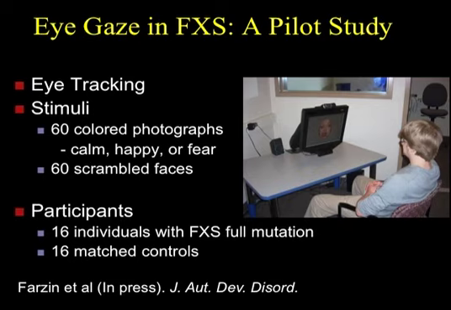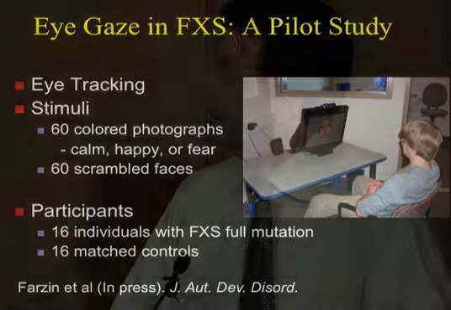And what we did is we showed participants in the study 60 different photographs. And these were photographs of human faces that either showed calm or kind of neutral, happy, or fearful facial expressions. And each of those 60 faces were preceded by an image, which I'll show you in a second, that is basically a scrambled version of the face.